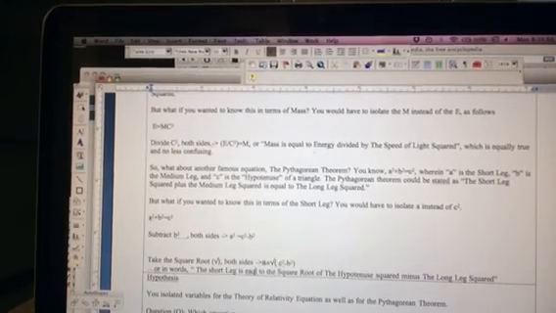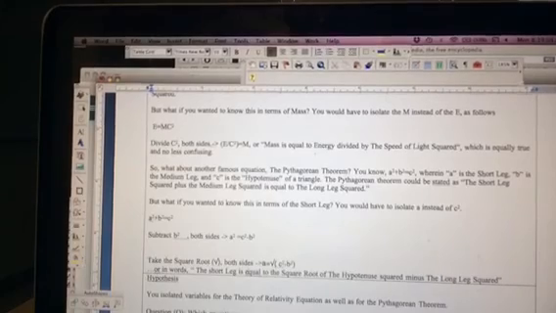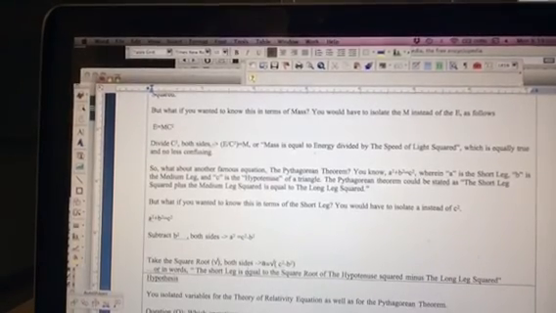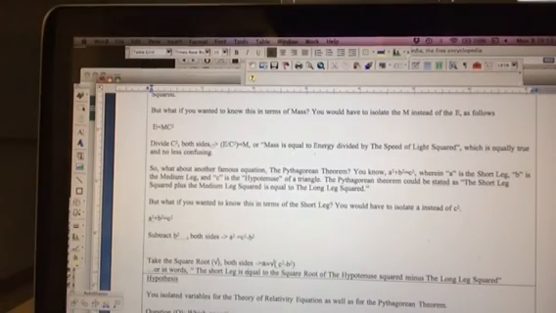And it looks like I misspelled equal. My bad. And I still misspelled equal. But now it's right. Okay. So the short leg is equal to the square root of the hypotenuse squared minus the long leg squared.